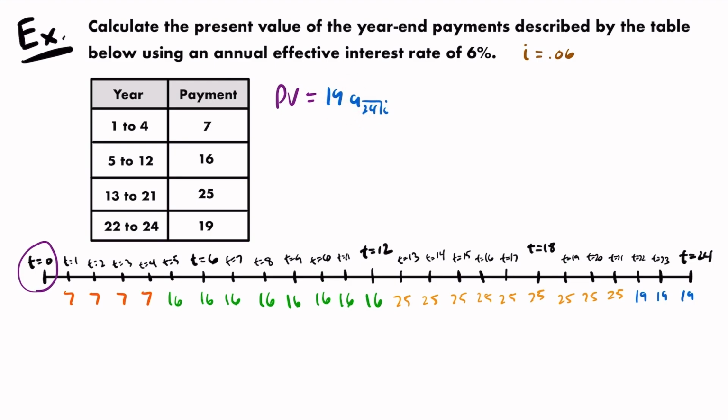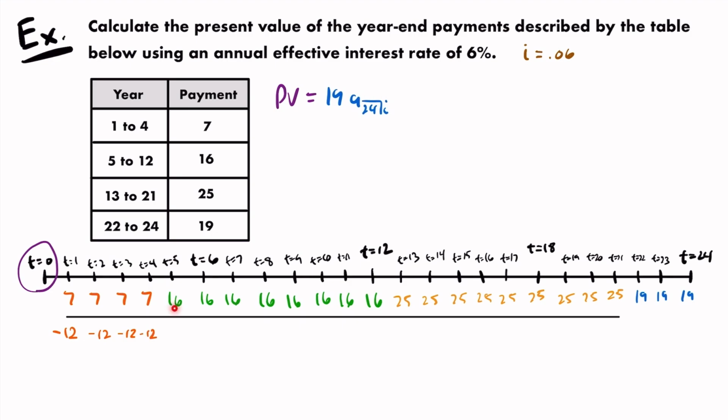Since we're doing that, we now need to subtract 19 from the rest of our payments that are not $19. Although I guess technically we're still subtracting 19 from these, we're just left with 0 afterwards. But doing that will give us some new payment amounts. 7 minus 19 is negative 12. So we have negative 12 for the first 4 years. Then 16 minus 19 is negative 3. So we have negative 3 for all these payments. And then 25 minus 19 is 6. So we have $6 payments at each of those times.